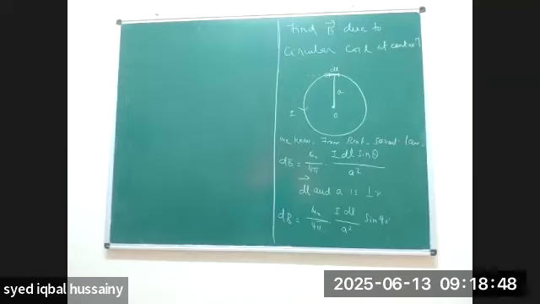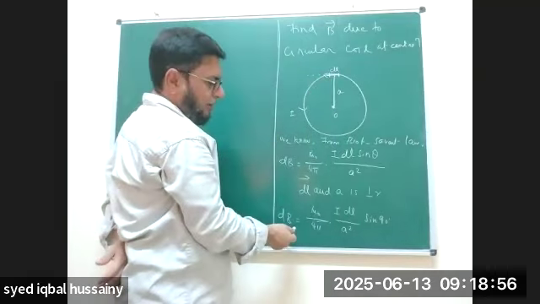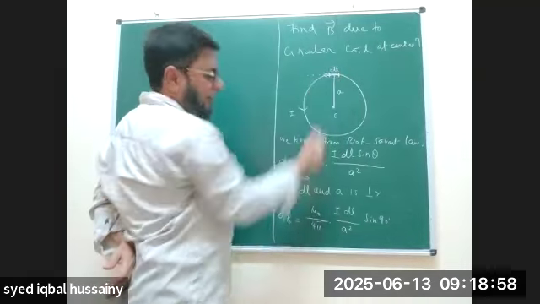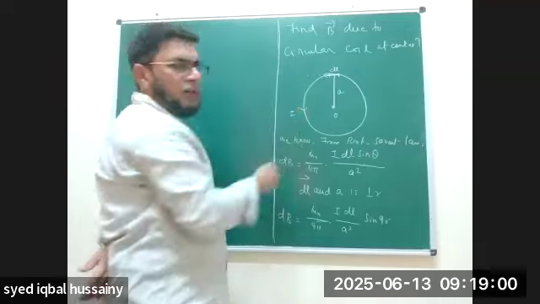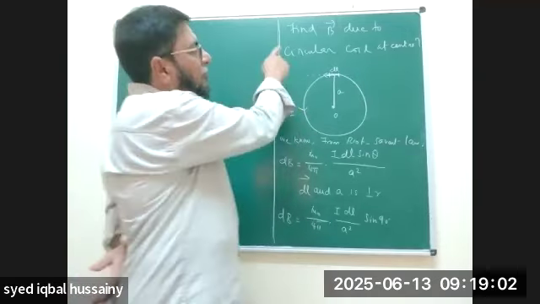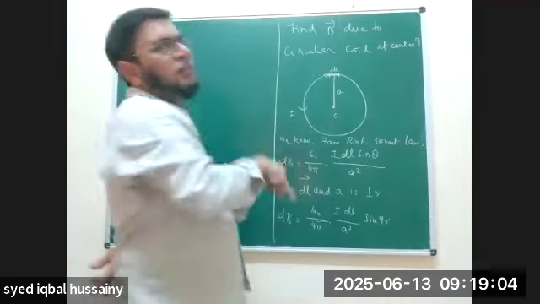Is it done, children? After this, over? Yes, sir. So for this small element, I get this answer. But that is not the question. The question is: find the magnetic field for the entire circle.